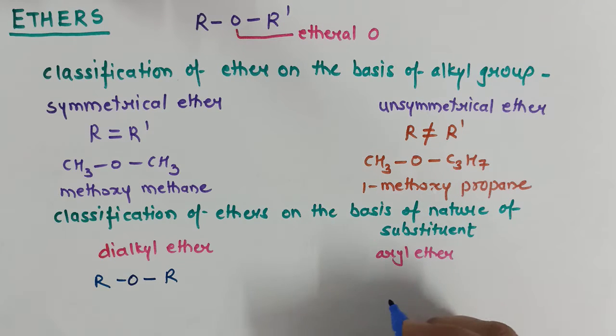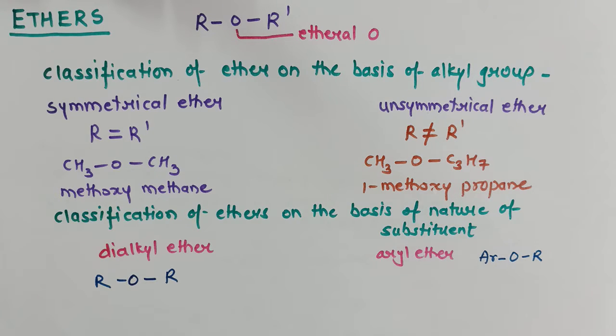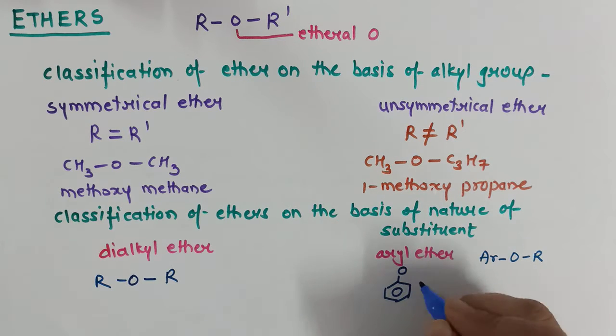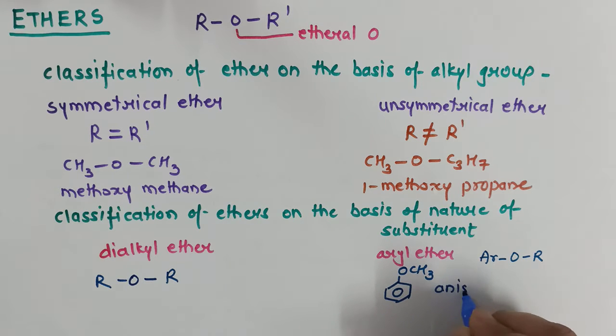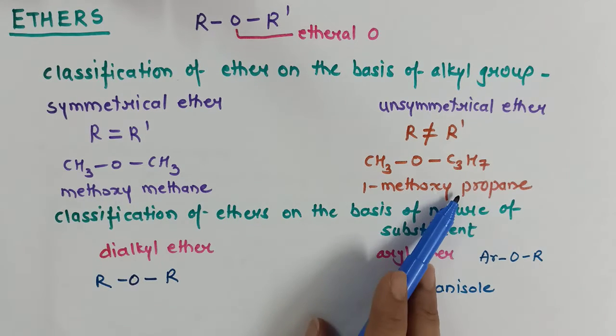Aryl ether, in this, the aryl group is attached with ethereal oxygen and that is attached to one alkyl group. For example, benzene group attached to ethereal oxygen and alkyl group. Its common name is anisole, also called as methoxybenzene. Dialkyl ether, their examples already we have seen.